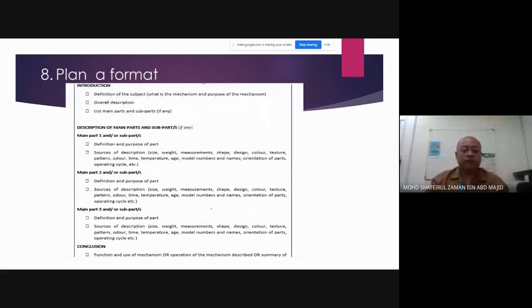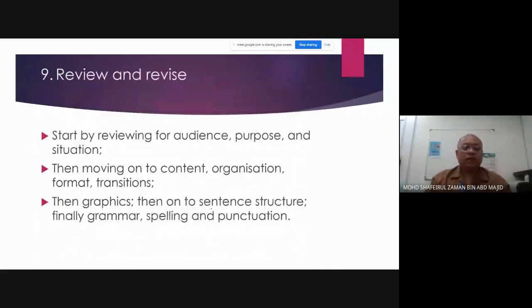Right, this is the format of writing a technical description. I'm going to show the detailed version after this. And then this is what it means by review and revise. And I have also explained about this before this.